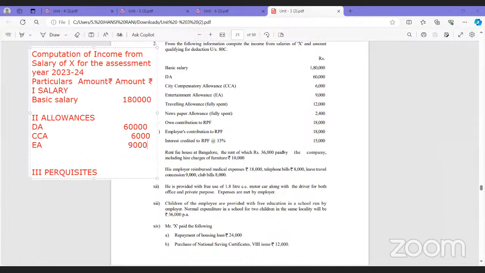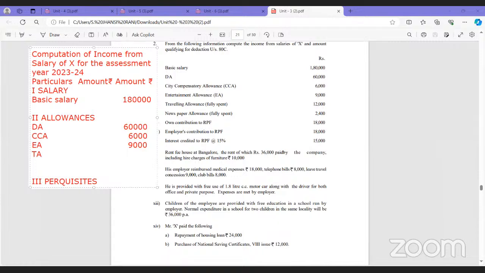Next, traveling allowance. This is also an allowance, very clearly mentioned. But look at the bracket there, they said fully spent. Whenever it is fully spent, what should I write here? Look at your traveling allowance given. In the bracket, they're telling fully spent. So fully spent means what amount should I write here? Full amount, 12,000?